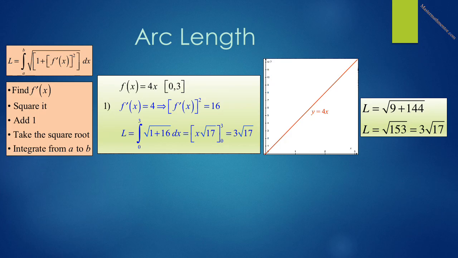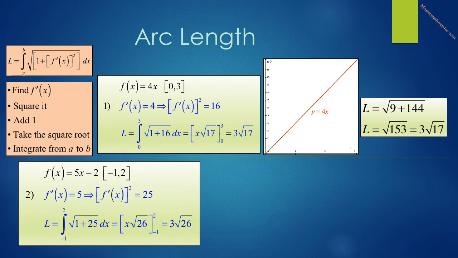Since the graph is a line, we can use the Pythagorean theorem to also calculate the length. And the length will be the square root of 9 plus 144, which is the square root of 153, which is also 3 root 17.